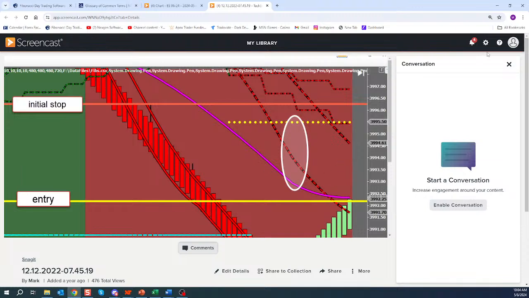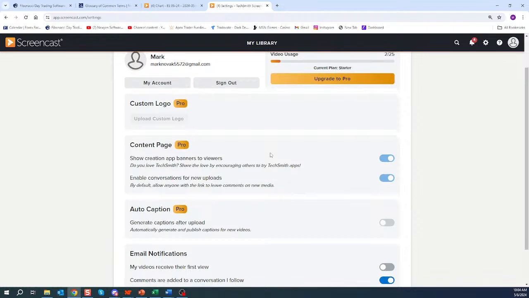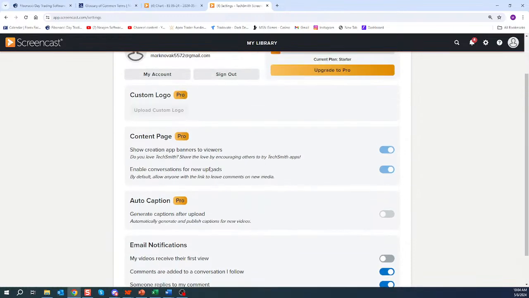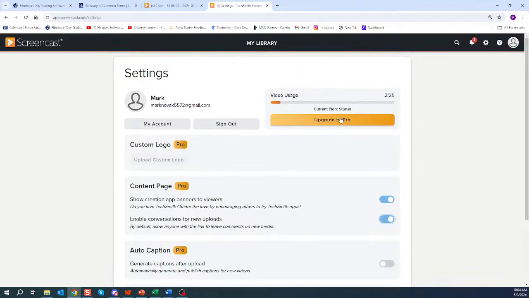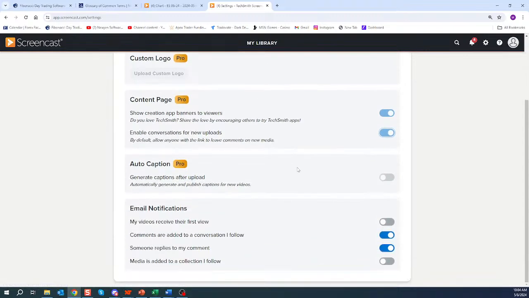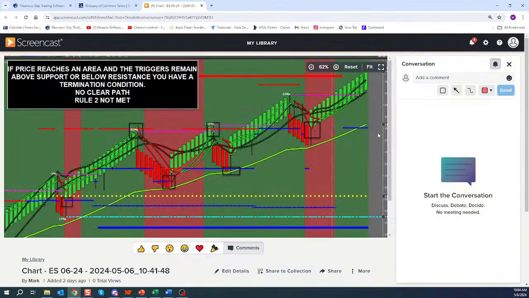I've got to figure out if there is some way to just have it fit automatically. Don't care about conversations. All right, I don't know how to do that. I'm going to figure it out though.